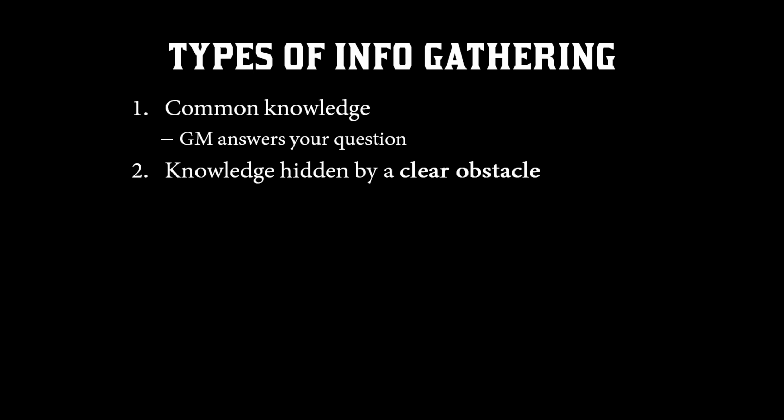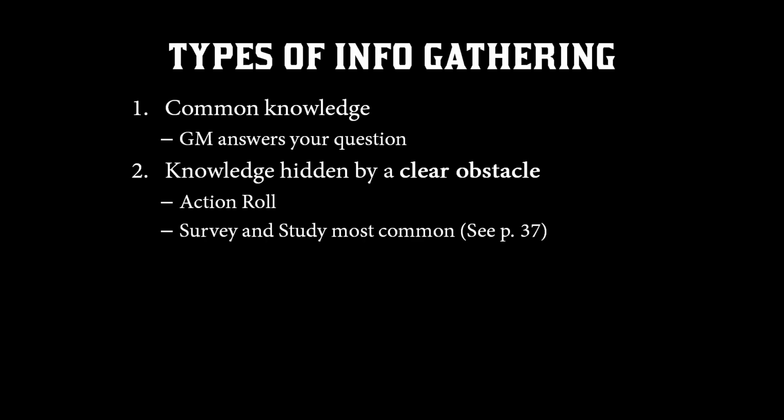Next, you have knowledge hidden by a clear obstacle. So, let's say you know a smuggler, and you want to get information about when they do runs. Okay, the clear obstacle is that the smuggler doesn't want to tell you this. So you're going to have to find a way to discern it, or convince them, or something like that. In this case, you use an action roll. And typically, with gathering information and action rolls, you're going to be using survey and study as the action ratings that the players should go to.